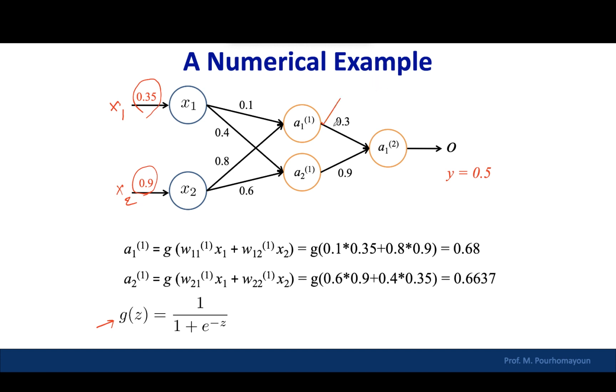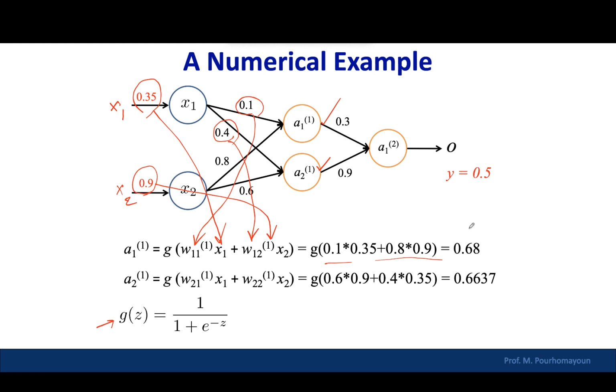I find A1 and A2. As you see, A1 is G of this. I just put the numbers here. For example, W11 is 0.1, W12 is 0.4, X1 is 0.35, and X2 is 0.9, and so on. So I just put the numbers and calculate G.